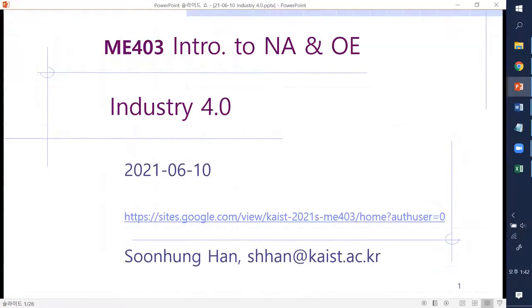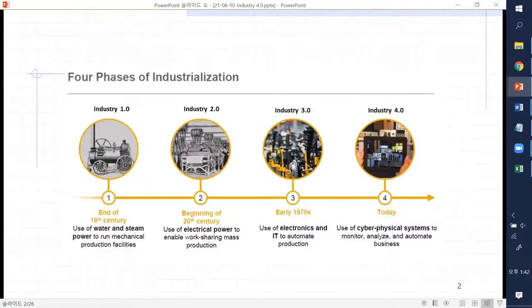So this is a typical presentation I use for what is Industry 4.0. Okay, and there are 4 phases of industrialization. Number one was at the end of the 18th century. And they used mechanical power, water power or steam power. So mechanical production facilities. They started factories using this power.